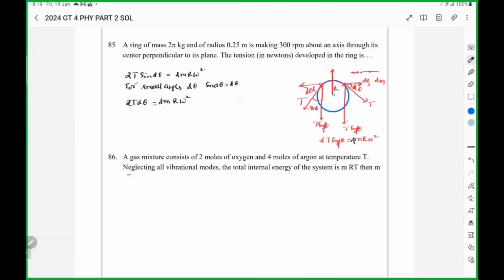So here it is. If you draw a line, this is 90 minus dθ. It will be dθ. It is also dθ. So for 2π angular measure, that is for a complete circle, the mass is this. For 1 unit angle, for 2 dθ, this will be the mass.